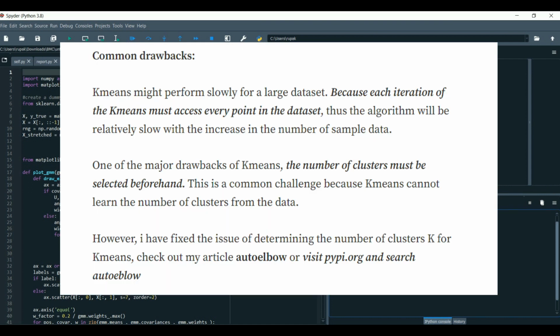Now there are common drawbacks of K-means. K-means might perform slowly for larger datasets because each iteration of K-means must access every point in the dataset. Thus, the algorithm will be relatively slow with the increasing number of sample data. Another drawback of K-means is that the number of clusters must be selected beforehand. This is a common challenge because K-means cannot learn the number of clusters from data.